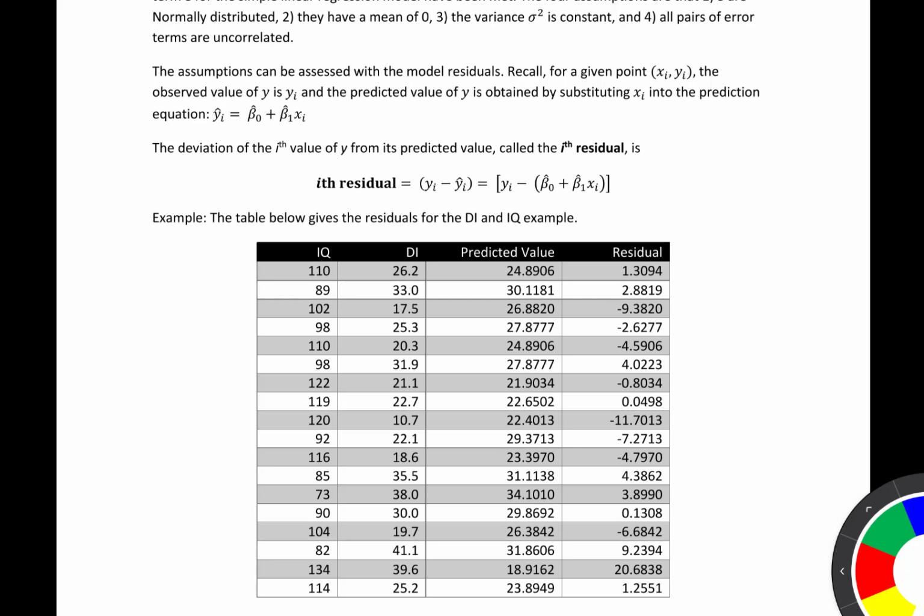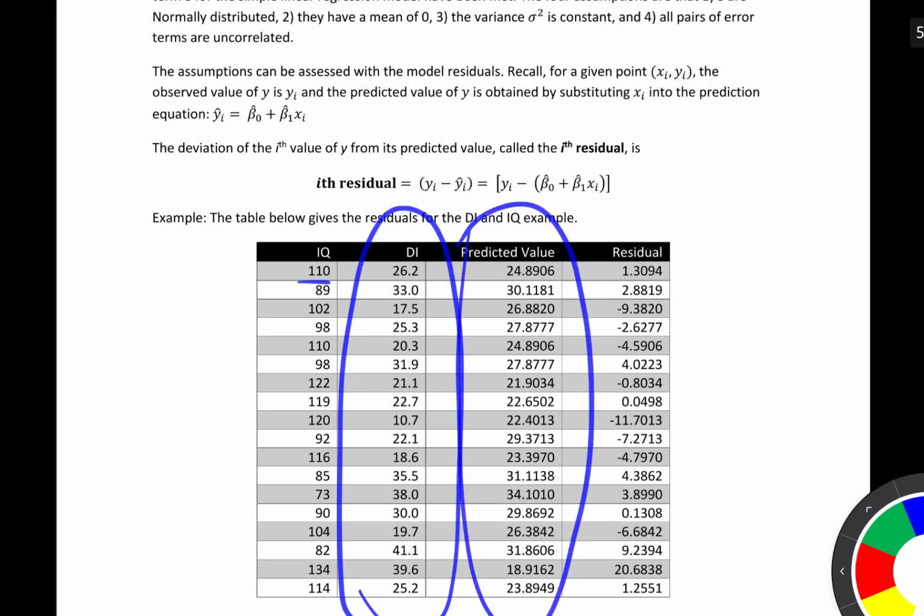And so how we do that is, notice if we look at our observed y's, which are our observed delinquency indexes, we could use our model to predict what the delinquency index would be for different levels of IQ, and we get the predicted values. So each of the residuals is going to be the difference between the observed and the predicted. So in this case, if you took the 26.2, you subtracted off the 24.8906, you would get that residual. And what we do to check our assumptions is we're actually going to look at plots of these residuals.